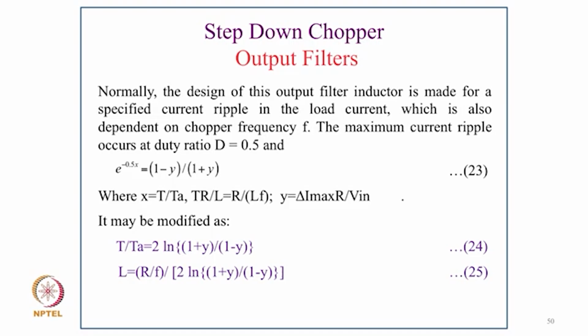So e to the power minus 0.5x equals 1 minus y upon 1 plus pi, where x equals t upon tau and tr upon L, or equal to r upon Lf, and y equals delta I max r upon V. So from this equation, we may modify t upon tau to ln in bracket 1 plus pi divided by 1 minus y, and equal to r upon f in bracket 2 logarithmic 1 plus y divided by 1 minus y.